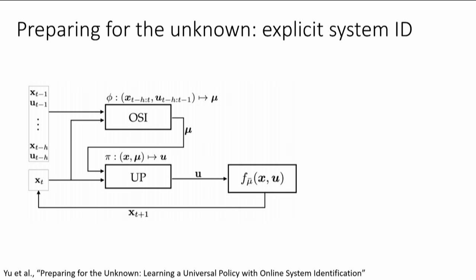This part labeled UP, this is a policy that maps from your state to your action, but it also takes as input a little context mu. And that context is calculated by another network, actually a recurrent neural network, that looks at a past history of states and actions. Because if you look at a past history of states and actions, you can kind of guess what the physics are. So if you saw that you applied a big force, but the hopper moved very little, then perhaps it's very heavy. If you applied a big force and it moved a lot, then perhaps it's very light. So this box labeled OSI is actually trained to predict those physics parameters.